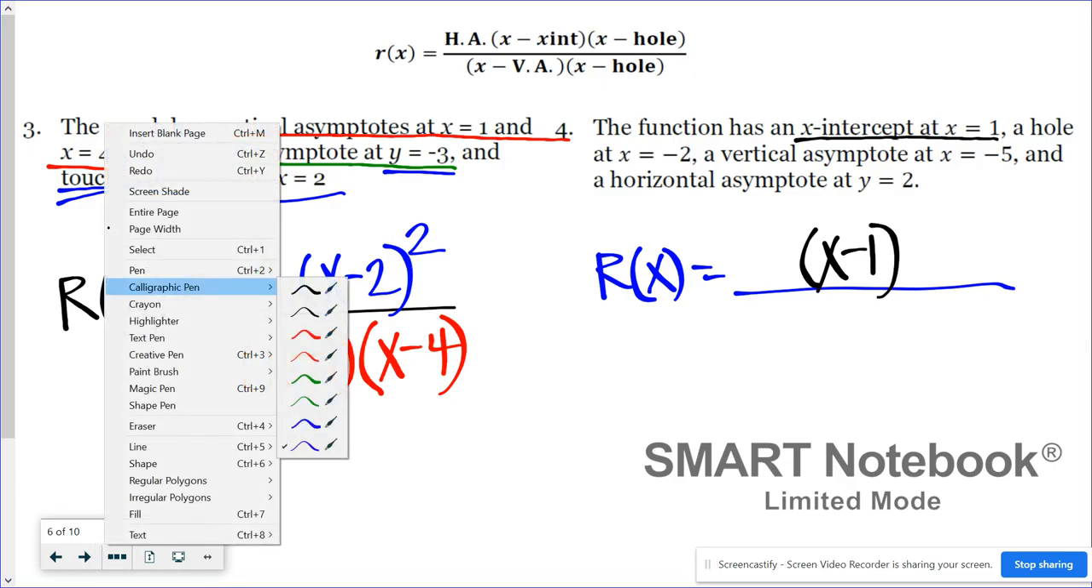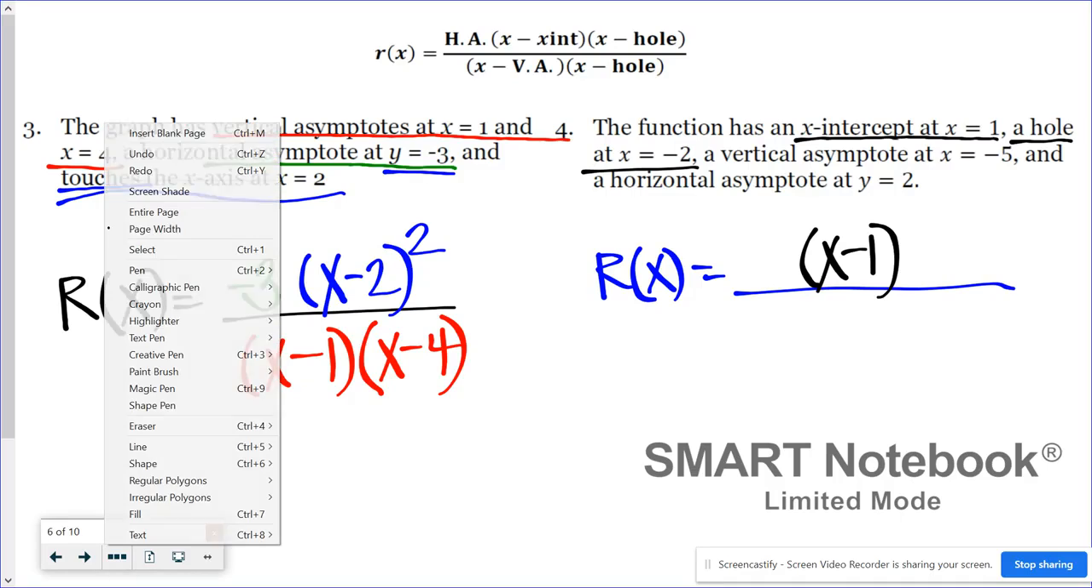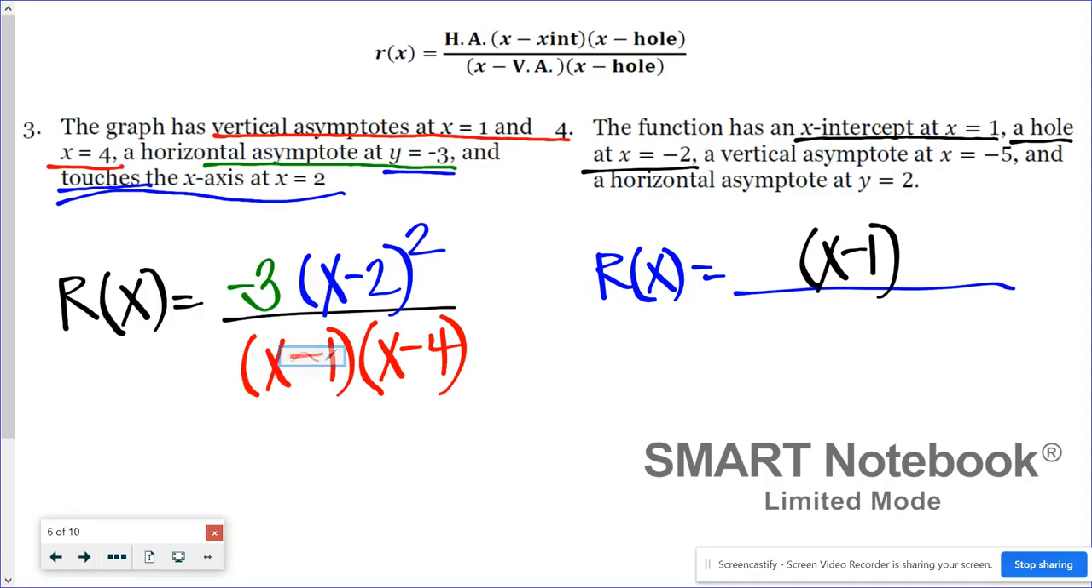The next item that they describe to me is a hole. It says that there's a hole in the function at x equals -2. So you know what that means. That means that there is a common factor of the numerator and the denominator, and that common factor here is x plus 2.